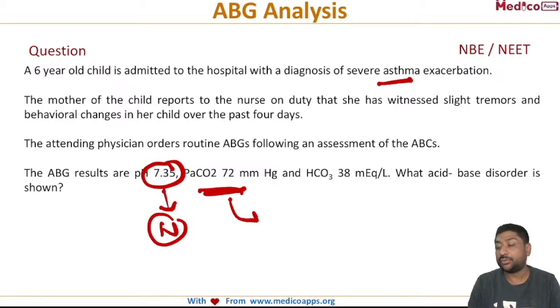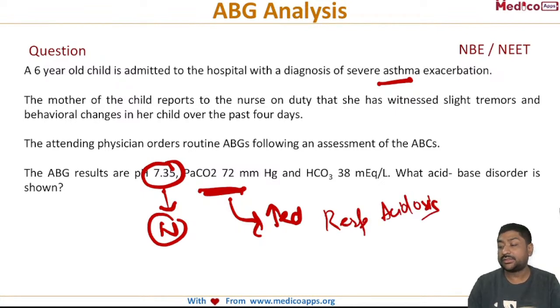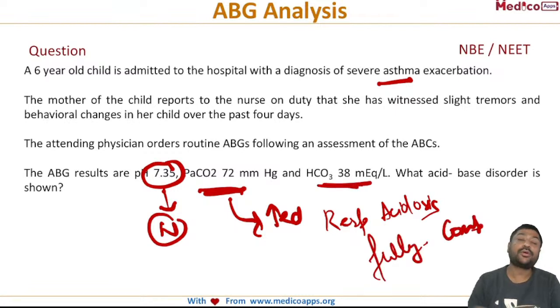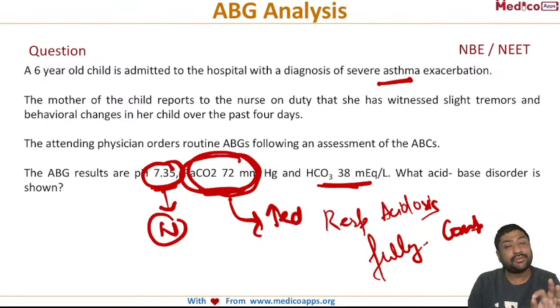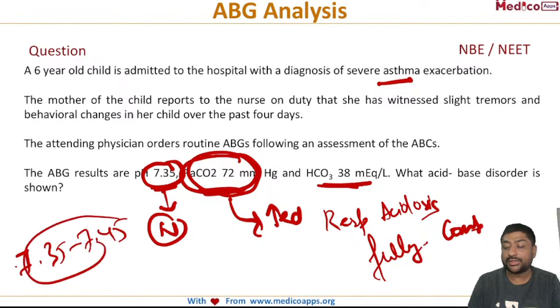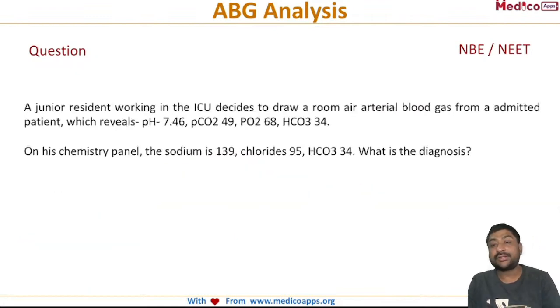But look at the PCO2. Is it drastically increased? So we are looking at a respiratory case and probably acidosis, but it is fully compensated. Why is it compensated? Because bicarbonate is increased. I told you this is respiratory acidosis. Remember, 7.35 to 7.45 is your normal pH, so it has just been compensated.